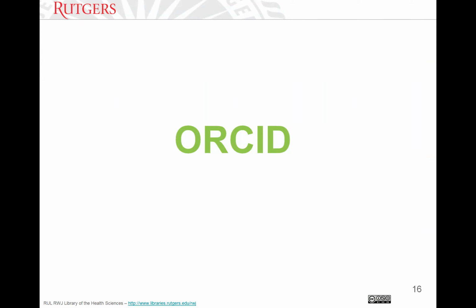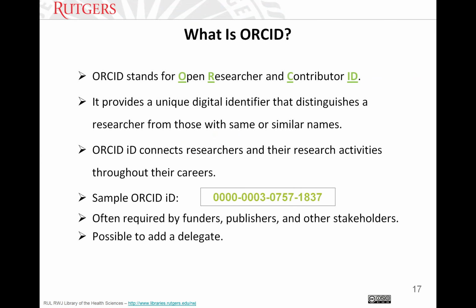So in the next few slides, I will talk about ORCID. ORCID stands for Open Researcher and Contributor ID. ORCID is an organization. ORCID provides a unique identifier called ORCID ID. The ORCID ID is a unique digital identifier that distinguishes a researcher from other people who have the same or similar names. The ORCID ID contains 16 digits, and it is required by many stakeholders for researchers to include.